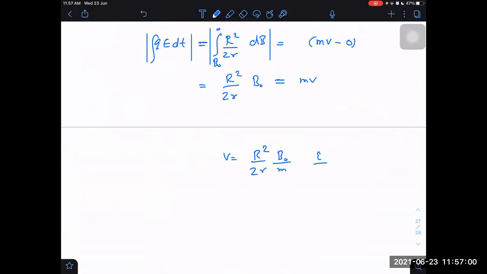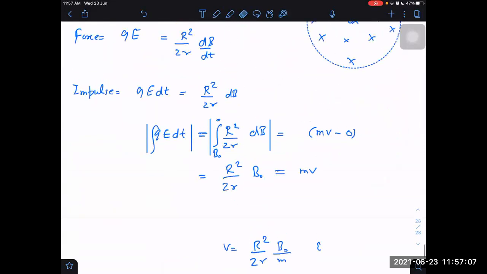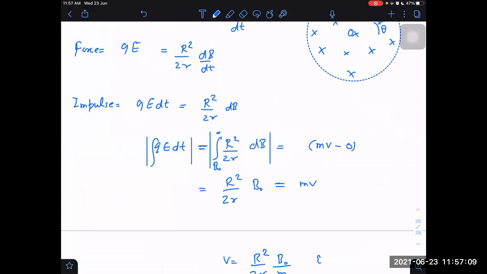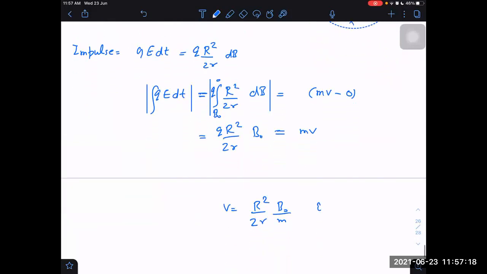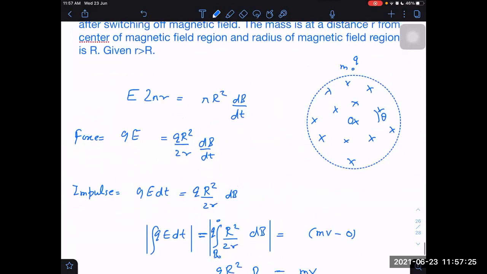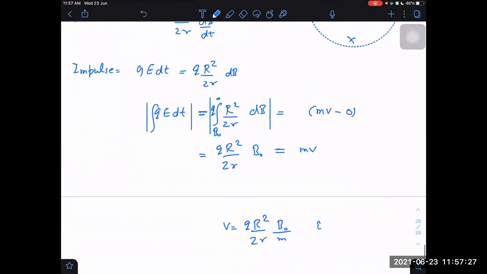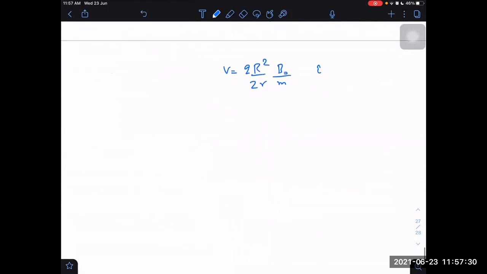Sir, yes, again Q should be multiplied in the result, sir. Again, Q should be multiplied. Right? I forgot to multiply Q. Q is there. Okay. Q should be there. Done.